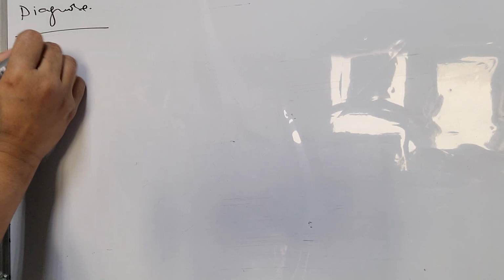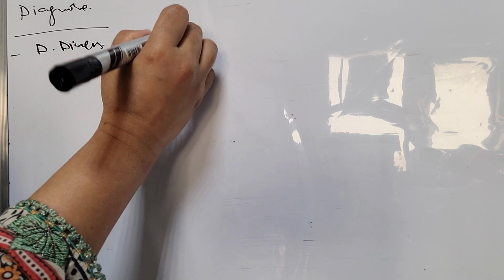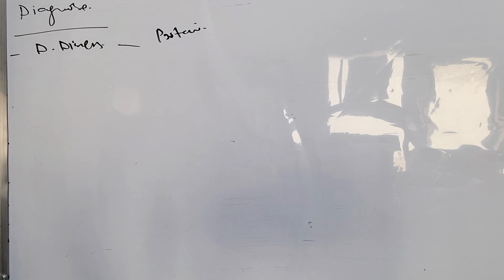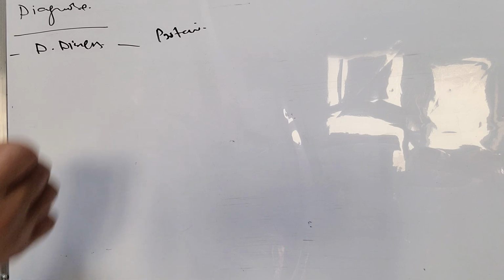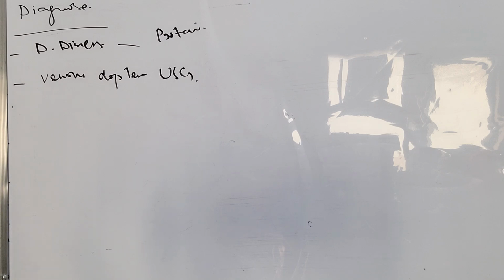Now, how will we diagnose that the patient has deep vein thrombosis? So number 1, we will check D-dimer. Now, what is D-dimer? D-dimer is a protein actually. The D-dimer protein is released when there is a breakup of clots. So if the D-dimer is high, it means clots are breaking somewhere in the body. Then number 2, venous Doppler ultrasonography to check the size of the clot and the side of the clot, which side this clot is developing.